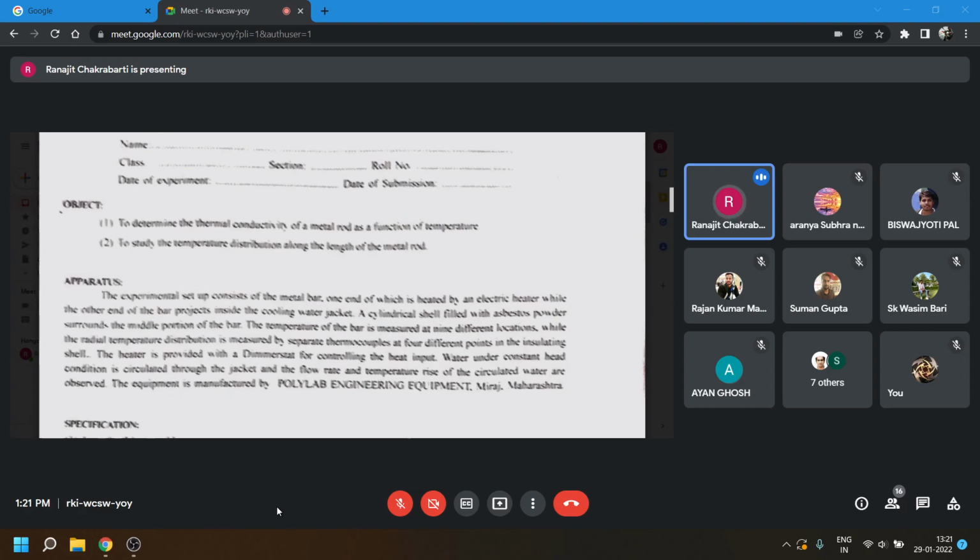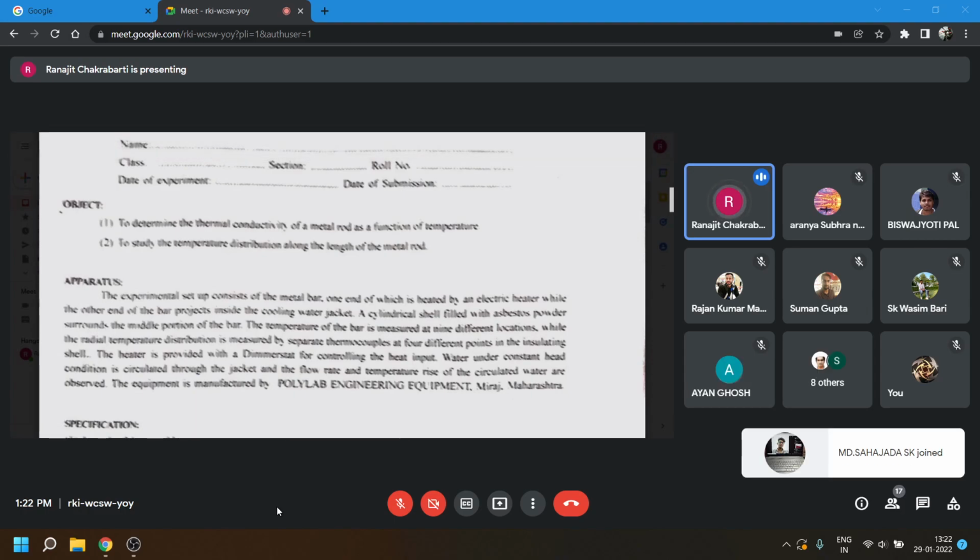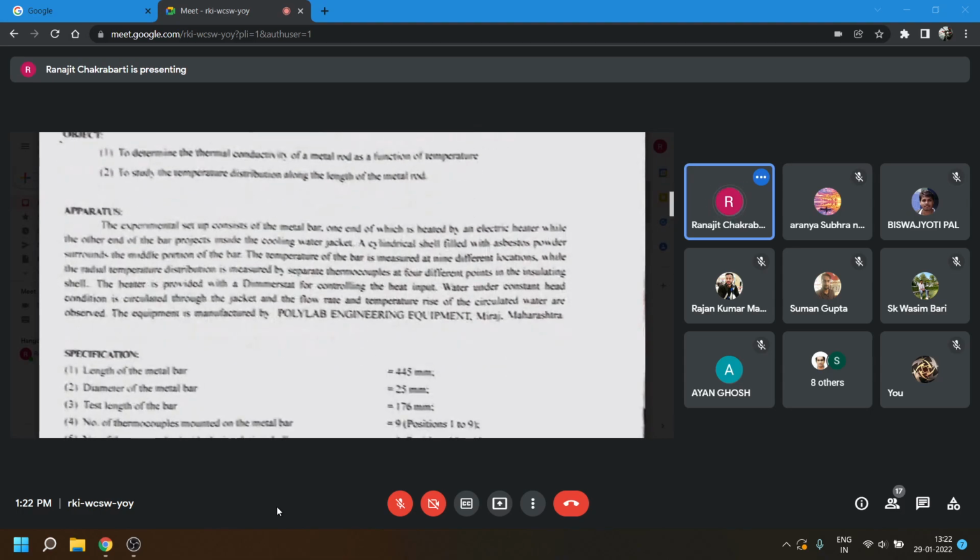All our experiments that we are going to do in conduction are steady state experiments. We are not going to make any transient state experiment. We are assuming that the temperature is not changing with time at any point. So that is the steady state consideration.